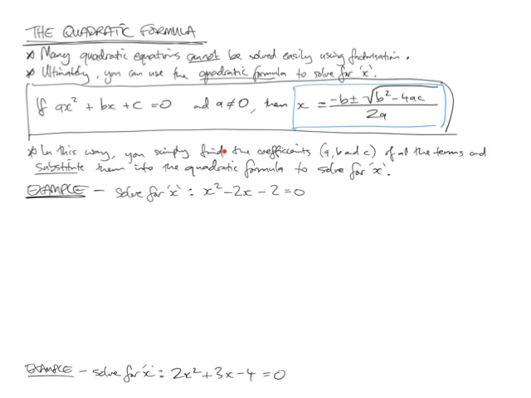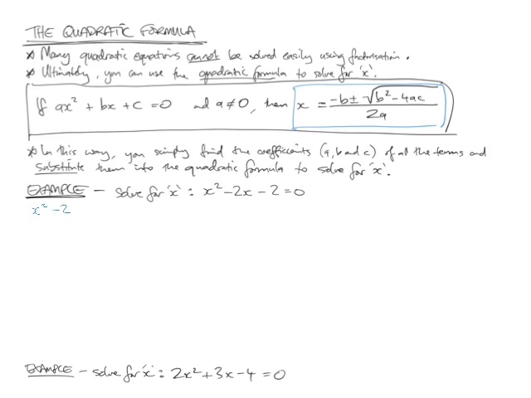So in this way, you simply find the coefficients, whatever a, b, and c are in your given quadratic equation, and substitute them into the quadratic formula. So you work out what a, b, and c are and plug them into there, and solve for x, realizing that there's going to be a couple of solutions because there's a plus and minus sign there. So let's see how this works in practice.